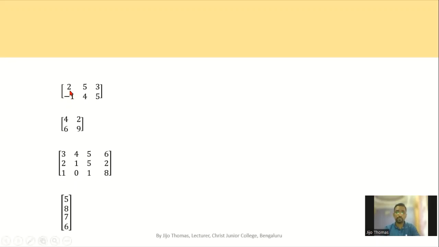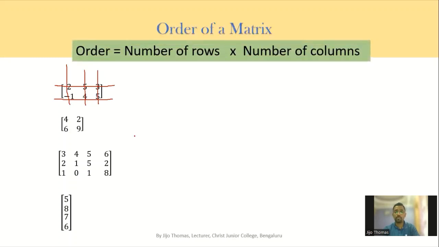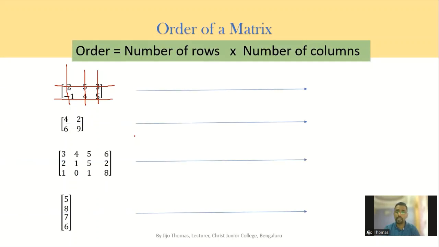The first one has two rows and three columns. That is called the order of a matrix. The order of a matrix is nothing but the number of rows cross the number of columns. We don't multiply them. That is just a representation. So the first one has two rows, three columns, and we write it as 2 cross 3. The second one, two rows, two columns. As you guessed, the order is 2 cross 2.